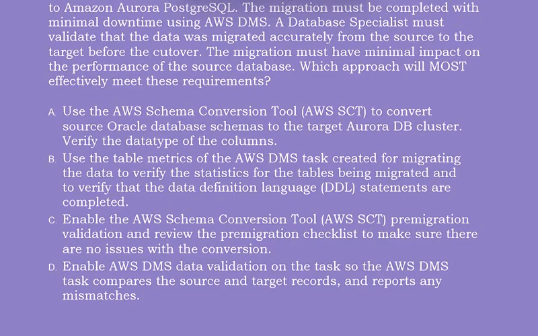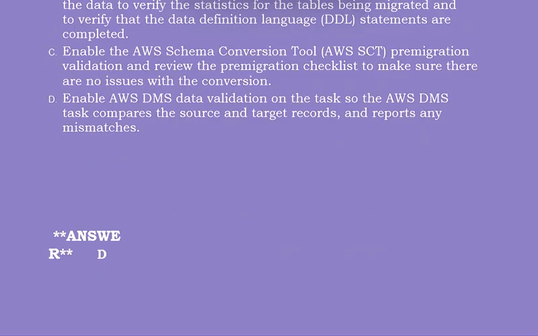Option C. Enable the AWS Schema Conversion Tool (AWS SCT) pre-migration validation and review the pre-migration checklist to make sure there are no issues with the conversion. Option D. Enable AWS DMS data validation on the task so the AWS DMS task compares the source and target records and reports any mismatches. Correct answer is option D.